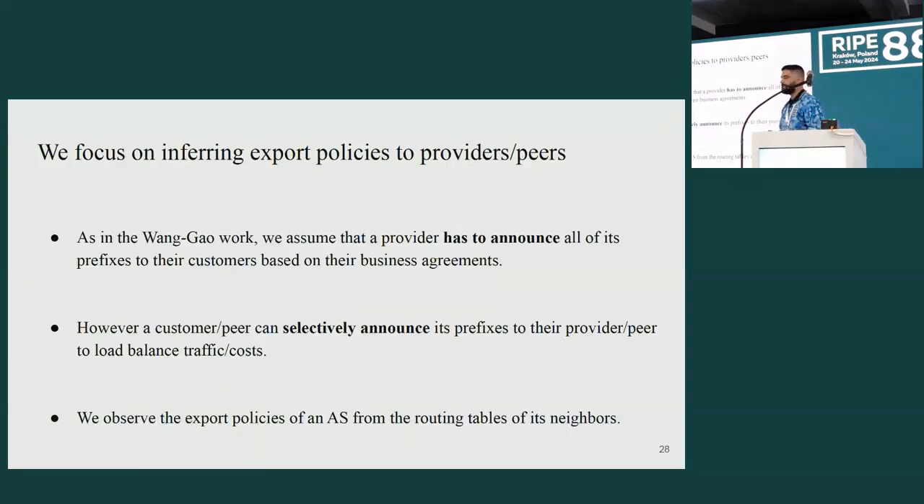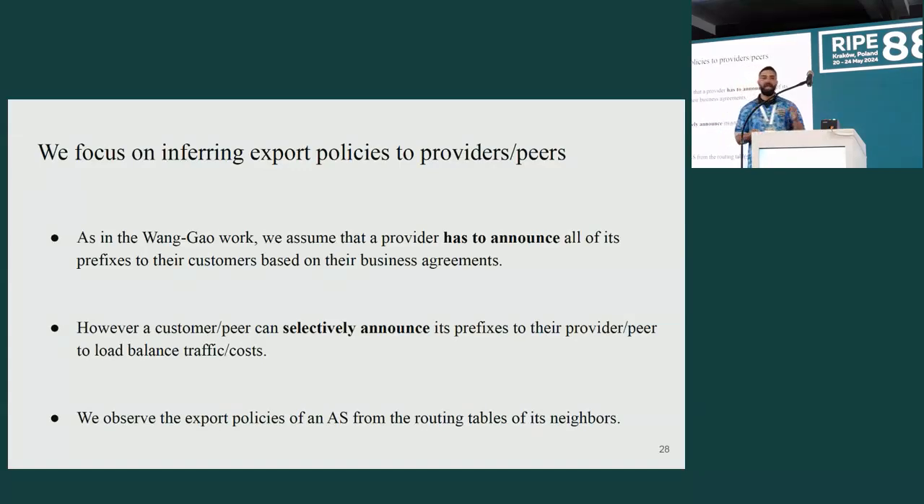Now jumping to the second part of this presentation, the inference of the export policies, things become a little bit more interesting here. We're going to follow the guideline of the original work, and we're going to assume that the provider network will announce, no matter what, all of its prefixes to its neighbors, because that's what a customer pays the provider to do so.